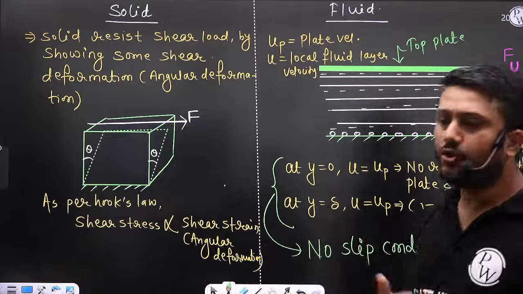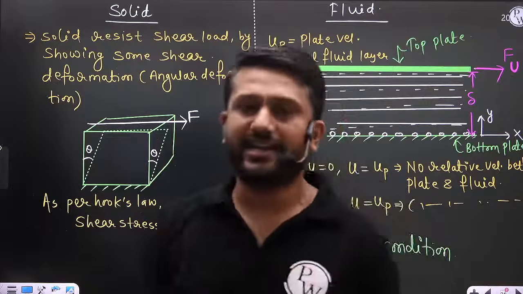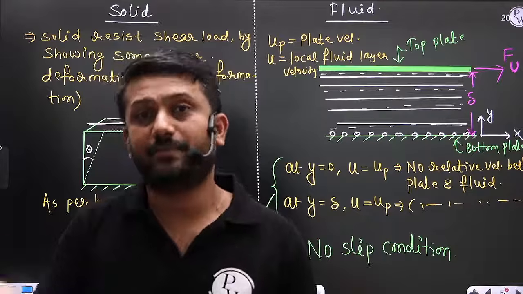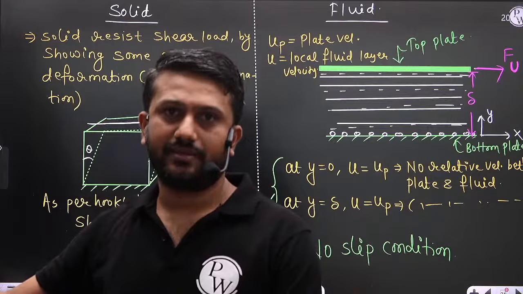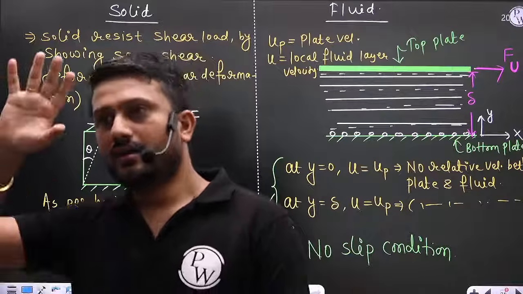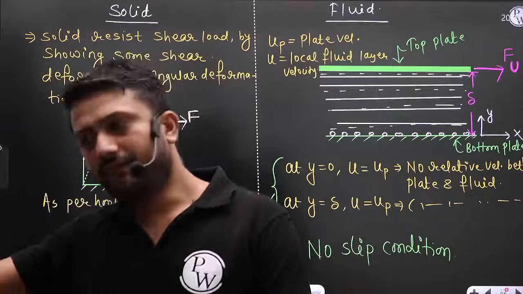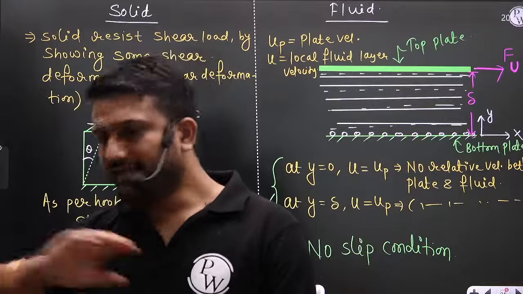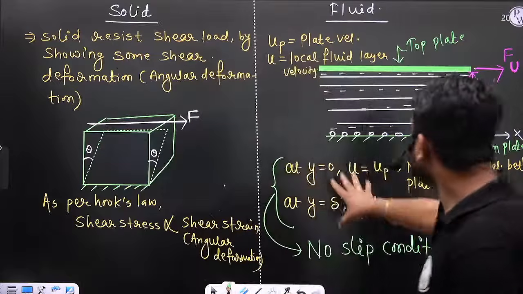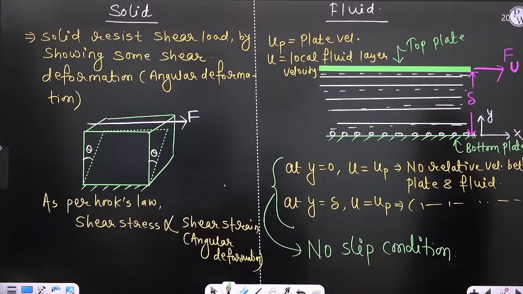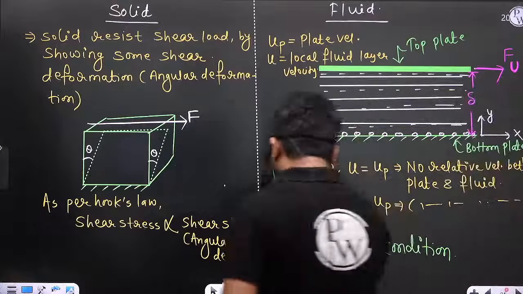And if there is no relative velocity, that means there is no slipping. Slipping occurs when relative velocity is present. This is a very simple funda. When there is no relative velocity, there is no slipping. That's why these conditions are called no slip conditions, right? So beta, it is very much clear.